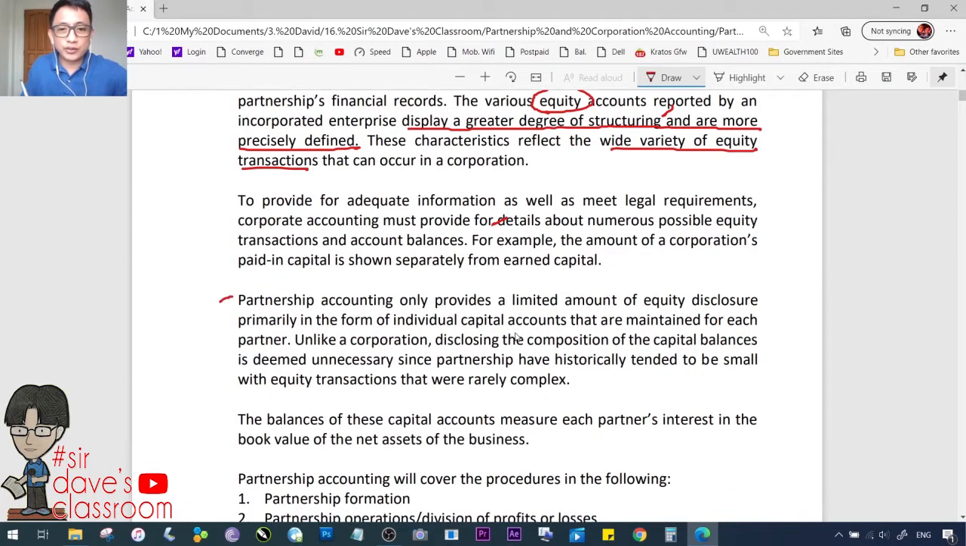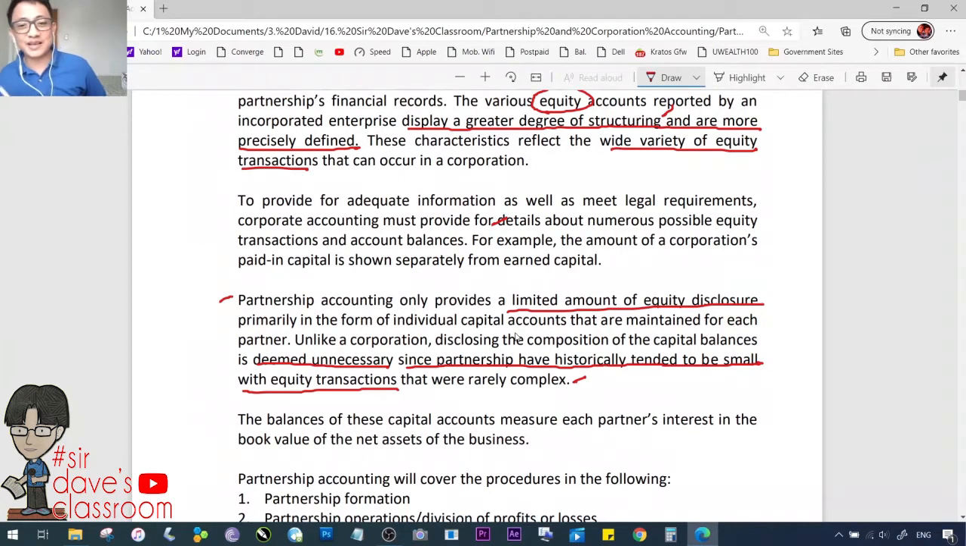Partnership accounting only provides a limited amount of equity disclosure, okay? Primarily in the form of individual capital accounts that are maintained for each partner. Ito yung sinasabi natin kanina. Unlike a corporation, disclosing the composition of the capital balances is deemed unnecessary since partnerships have historically tended to be small with equity transactions that are madalang na komplikado, sabi dyan. So, na-explain na natin kanina.